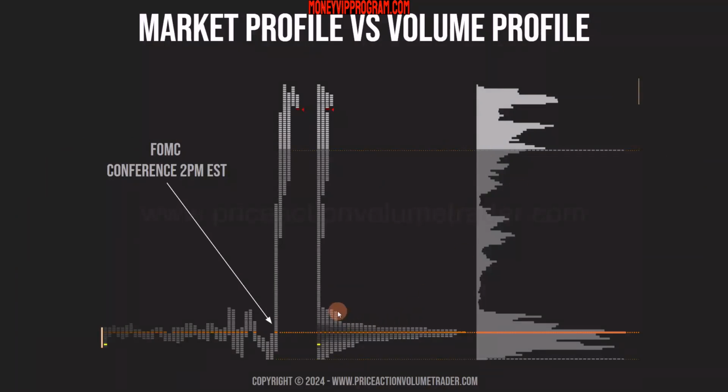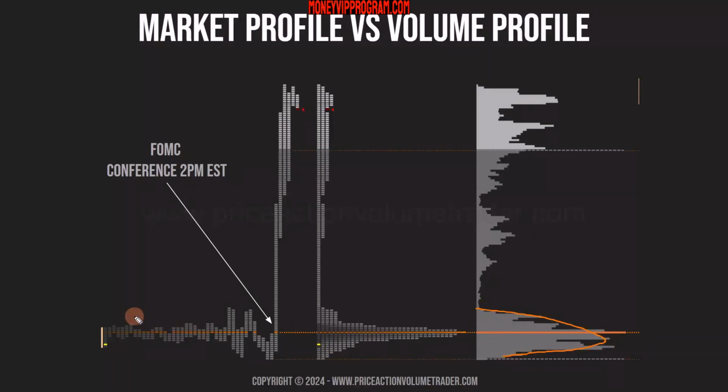Here you can see as well, this is represented by a news event. We had a low volume, low liquidity period right here of consolidation right before an FOMC Federal Reserve meeting at 2. Right as the news hits, you can see a huge injection of volume, thin order book causing very high volatility. And you can see it in the volume profile right here as well.